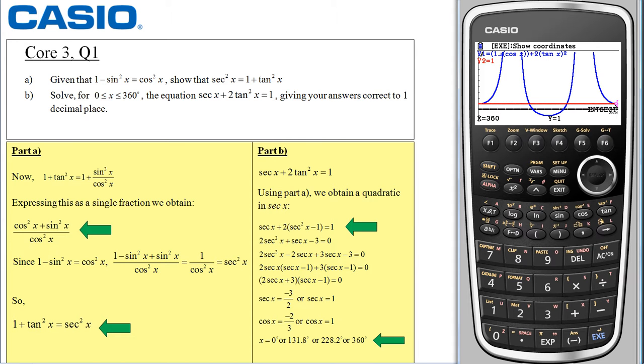And so to confirm, the four solutions in the interval 0 to 360 were 0 degrees, 131.8 degrees, 228.2 degrees, and 360 degrees. Correct to one decimal place.